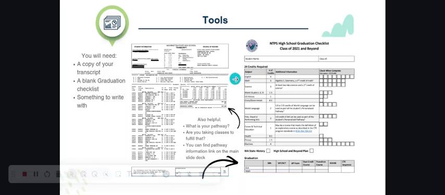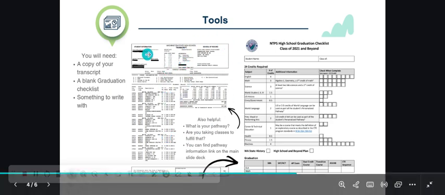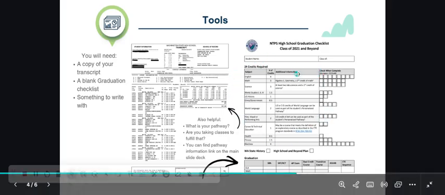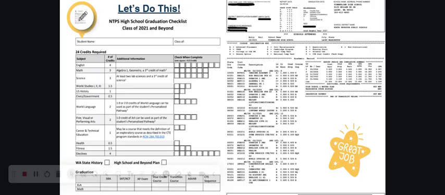So, what tools will you need in order to do your credit audit? You'll need a copy of your transcript, and your name should be listed right here. You can also find your graduation year listed right here. You'll need a blank graduation checklist and something to write with. All right, let's give it a go. Before we get started, write your name down right here, your graduation year, and then just double check that this is your transcript by looking to see if this is your name right here.